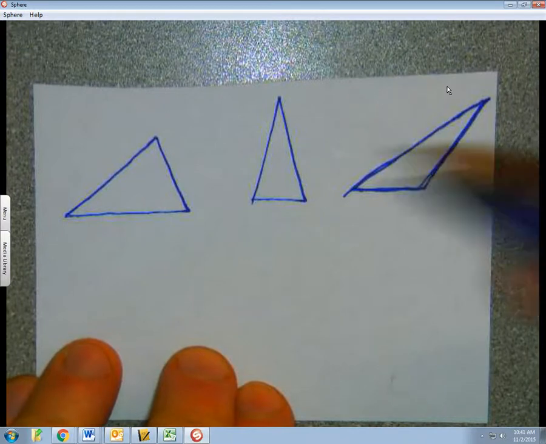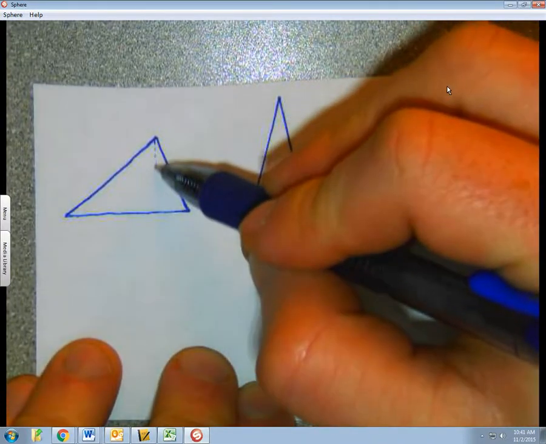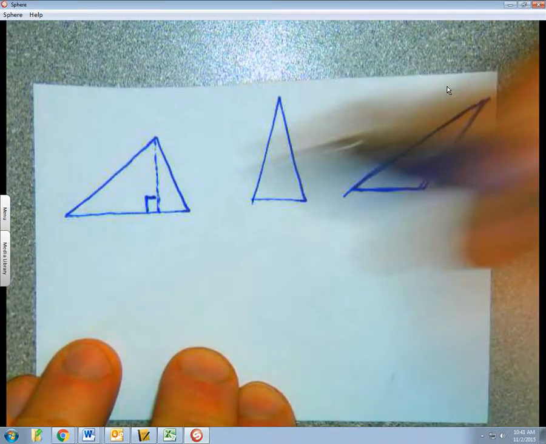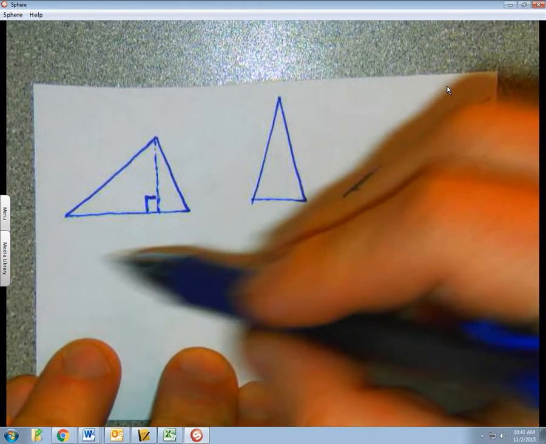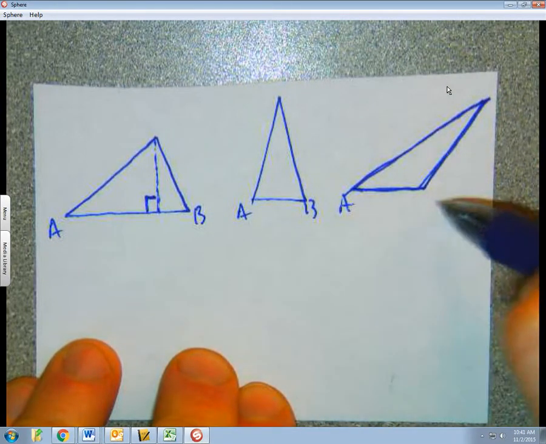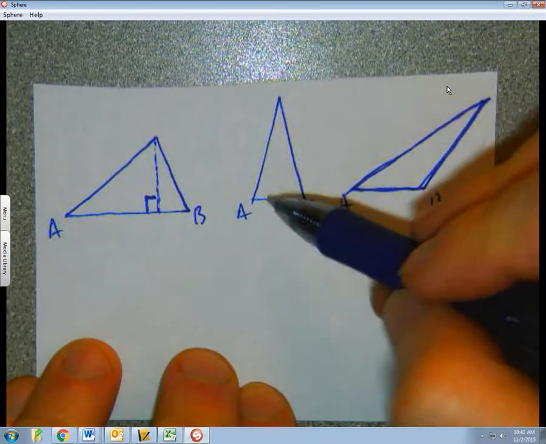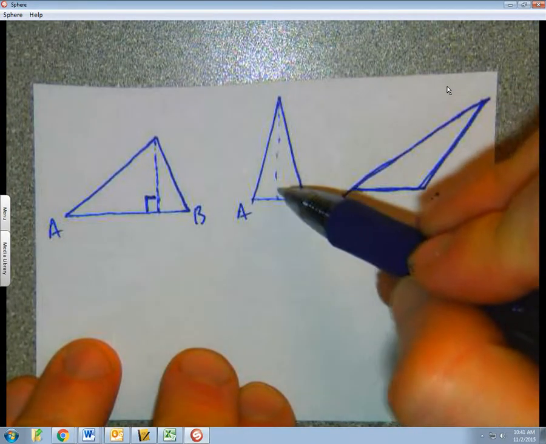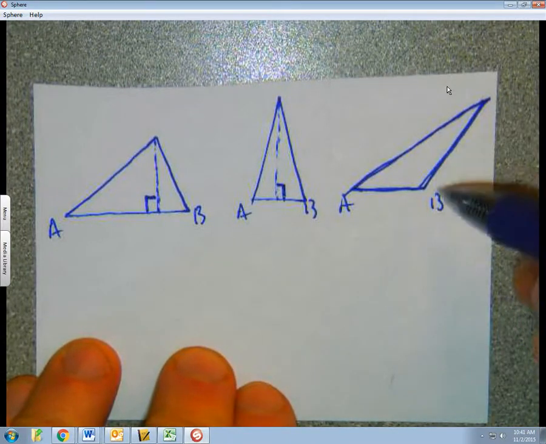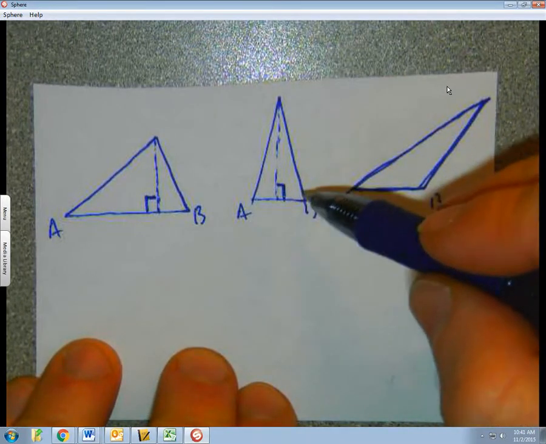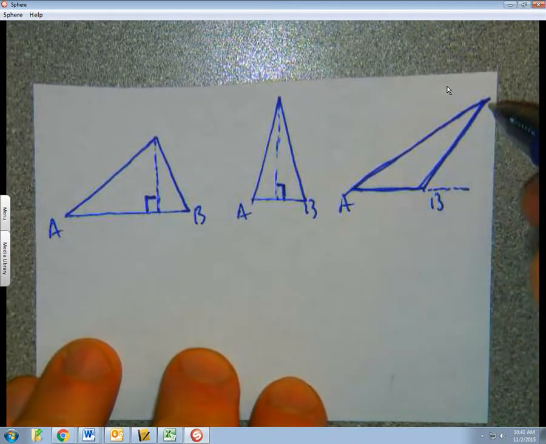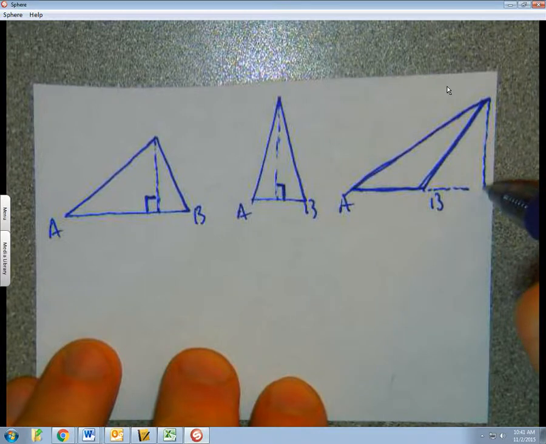The altitude is how tall it is from any given side. So say we're looking at AB in each one of these. The altitude would just be how tall it is from AB. And this one's a little bit tricky because we need to get a 90-degree angle here in order for it to be the true height. So you're going to have to extend this a little bit to get there.